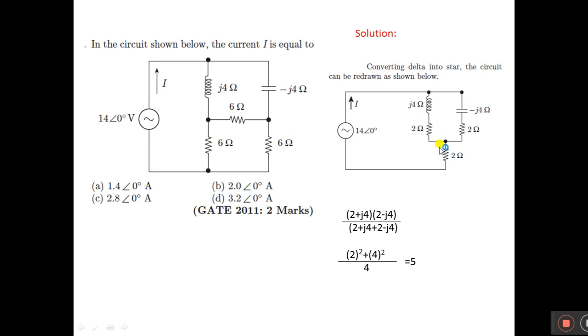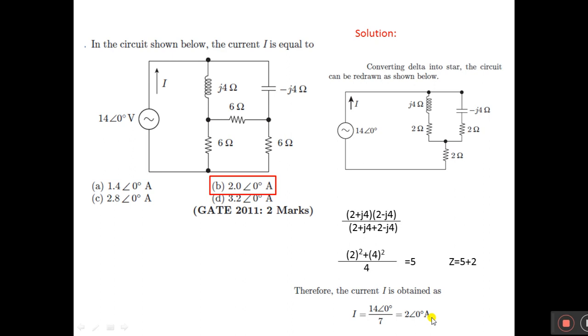This 5 you should add with 2. So Z equals 5 plus 2. Now we can easily calculate current. Current I equals V by R. This 14 angle 0 divided by 7. You will directly get 2 angle 0 degree ampere. So option B is correct for this problem.